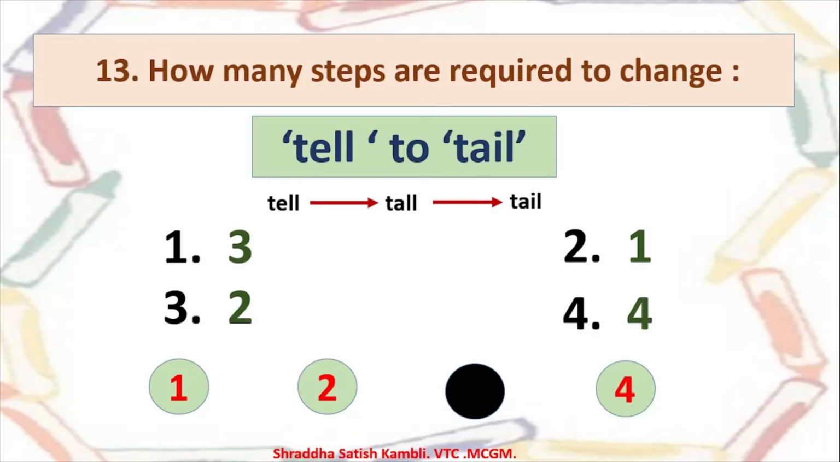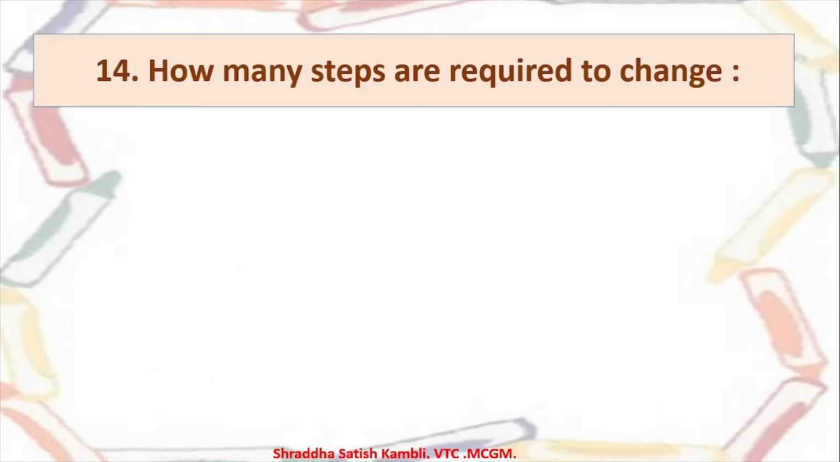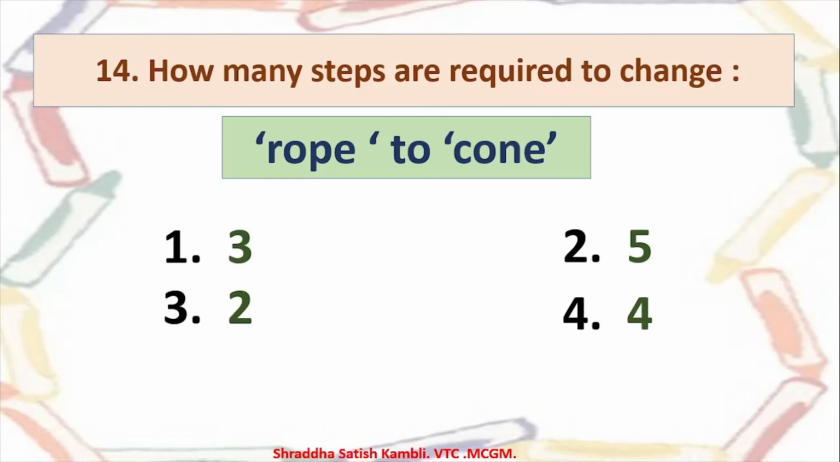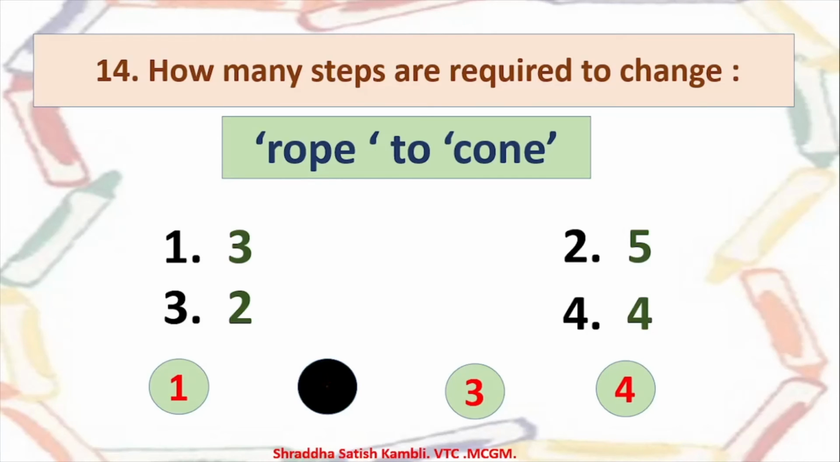Okay. Question 14. The words are rope to cone. So let's see the sequence. Let's see the number of steps which will be required. Is it 1: 3 steps, 2: 5 steps, 3: 2 steps, and 4: 4 steps? So what is the right answer? It is option number 2, 5 steps. You will require 5 steps to change rope to cone. Let us check out how.